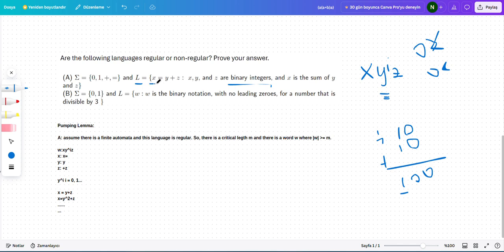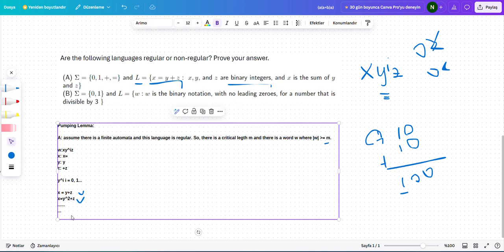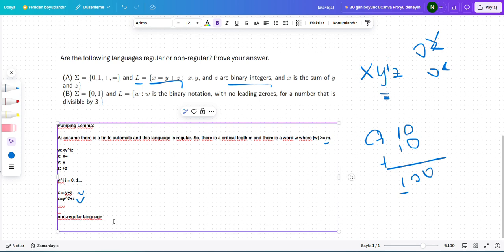Here the length of our word becomes more than m. So actually, it's not a regular language. In here, you can understand it. It's acceptable, but if there is a carry point like that, our word becomes not accepted, not satisfying our rule, so it's a non-regular language. So let's continue with B.